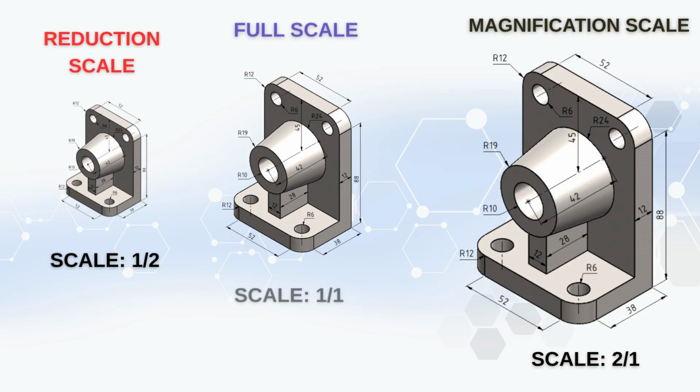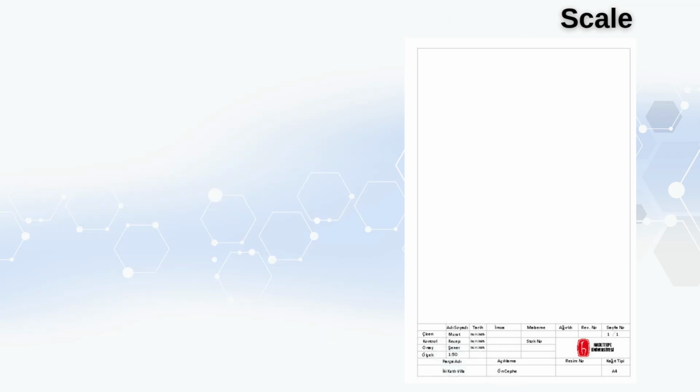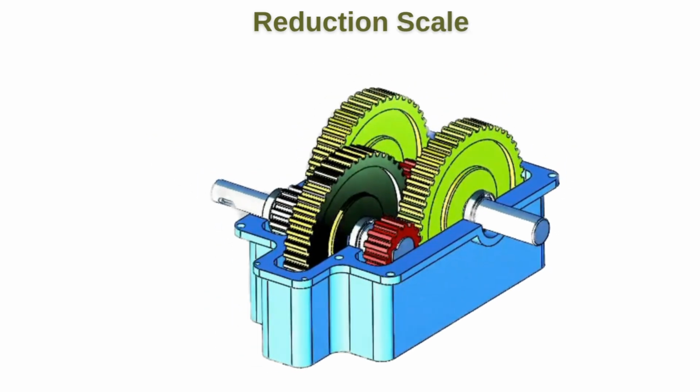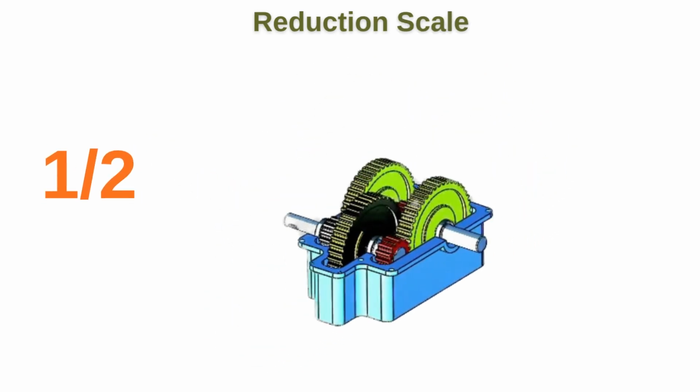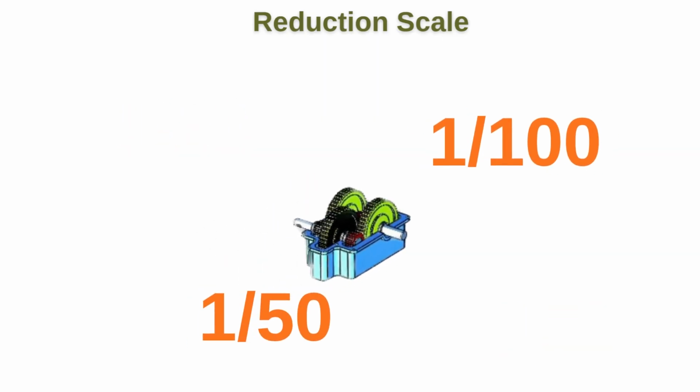If the part to be drawn is very large, it may not fit within the drawing area. In this case, a reduction scale is used. For example, when drawing the plan of a building, the drawing is usually prepared at a scale such as 1/50 or 1:100. In a drawing prepared at a scale of 1:100, a length that is actually 1 meter is shown as 1 centimeter on the drawing. Examples of reduction scales include 1:2, 1:5, 1:10, 1:50, and 1:100.